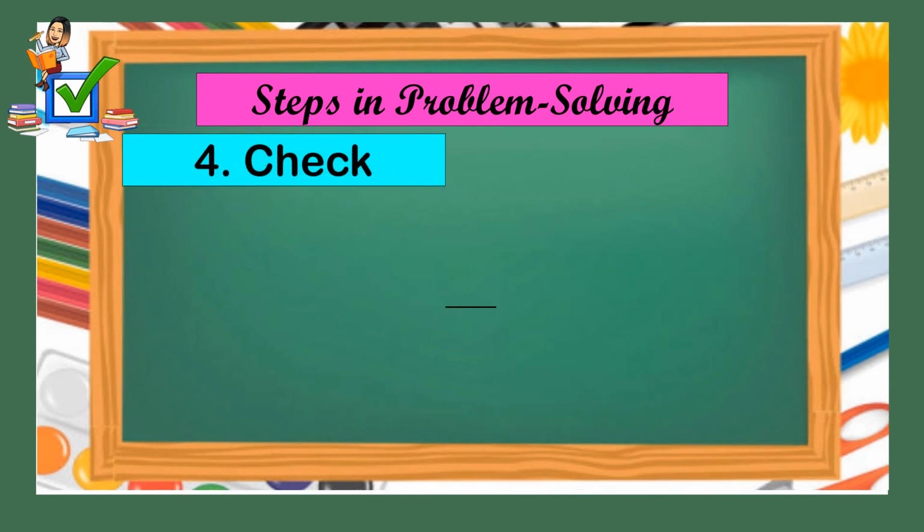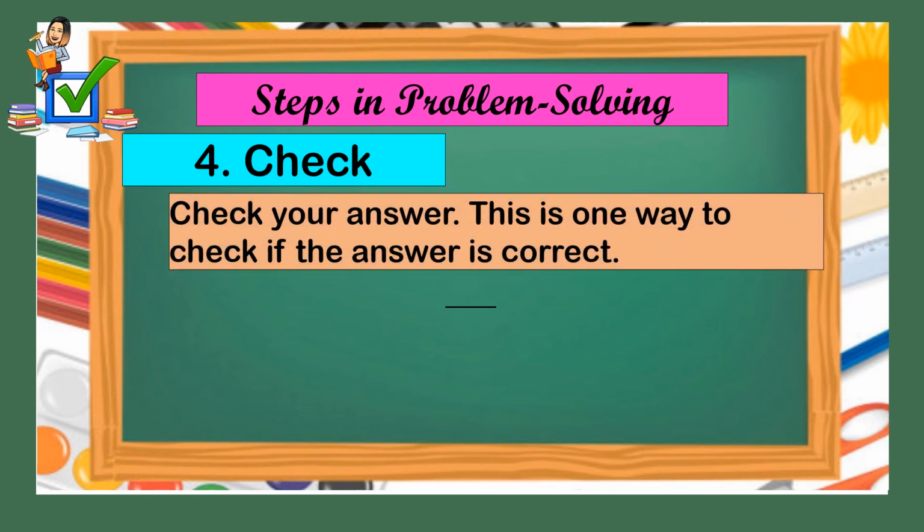Number 4, check. So, check your answer. This is one way to check if the answer is correct. So, 96 over 1 times 1/8. So, tingnan natin kung magiging tama yung sagot natin. Ito yung answer natin, 96 over 1. Then, ito yung cut ng pizza. So, 96 times 1 equals 96. 1 times 8 equals 8.